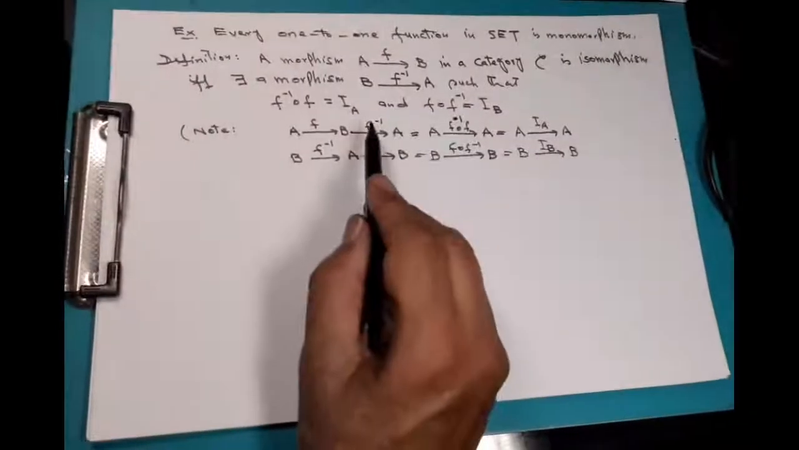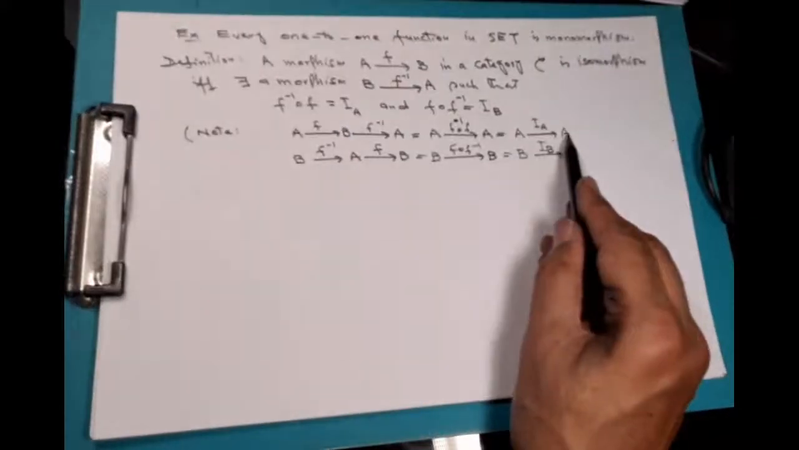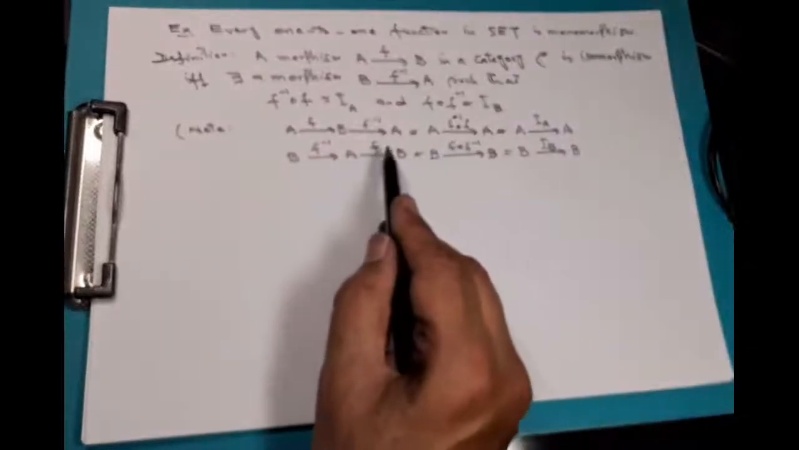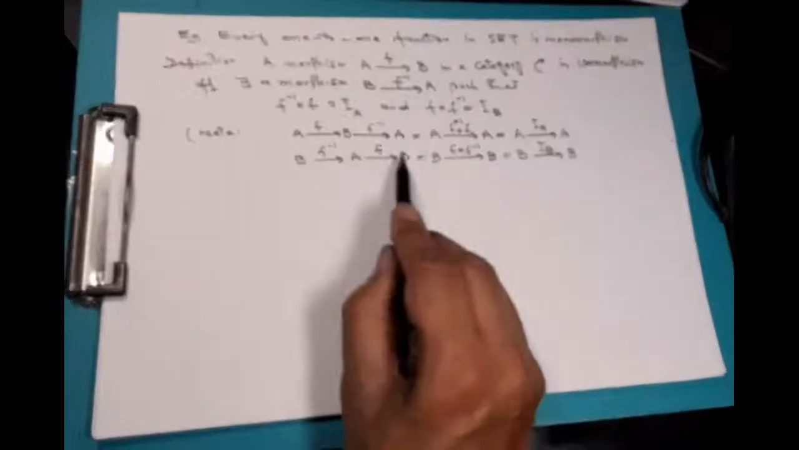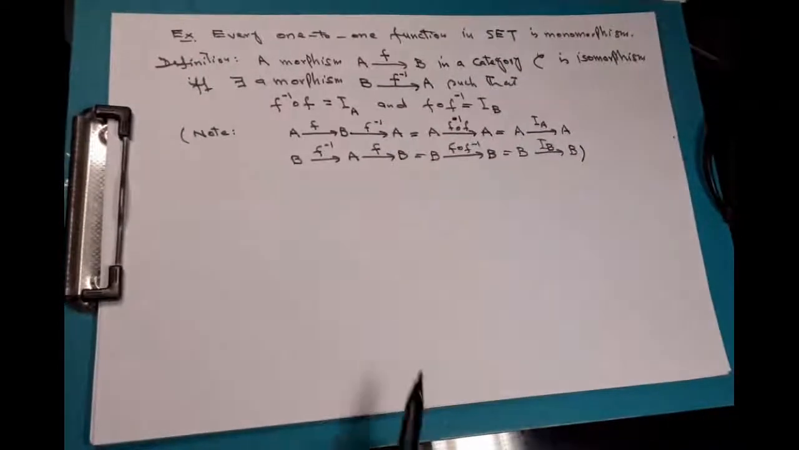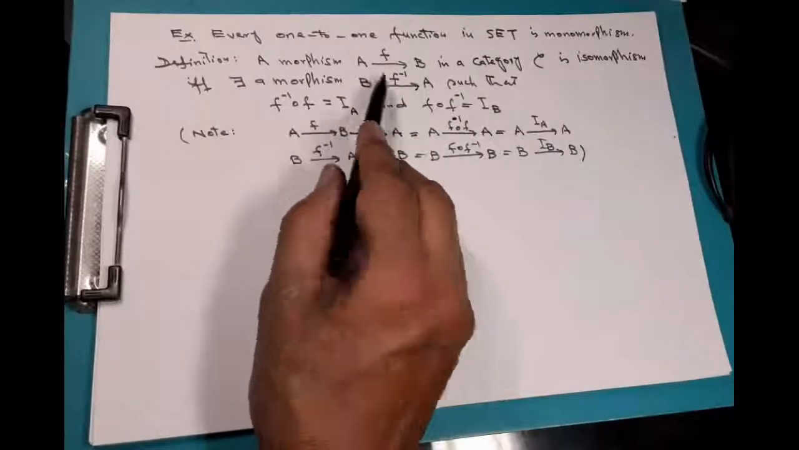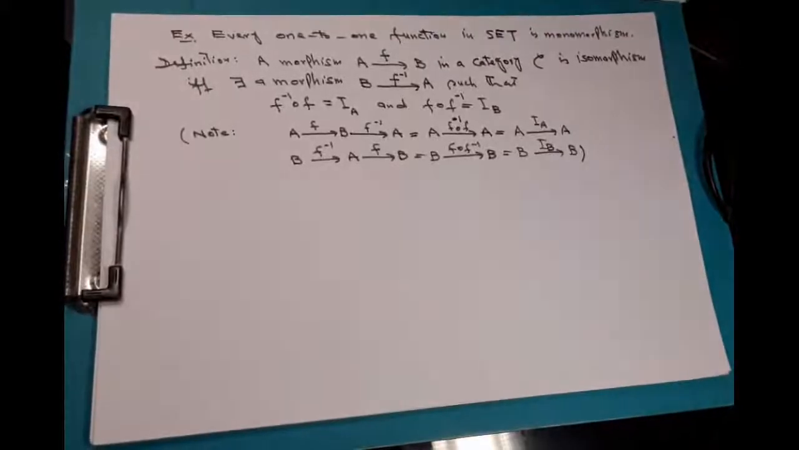If we compose F inverse with F, the result is identity morphism of A. And if we compose F with F inverse, the result is equal to identity morphism on B. So these diagrams help in understanding. So anyway, a morphism is isomorphism if there exists an inverse of that morphism, so that their composition is equal to identity in either case. So this is the definition of isomorphism.